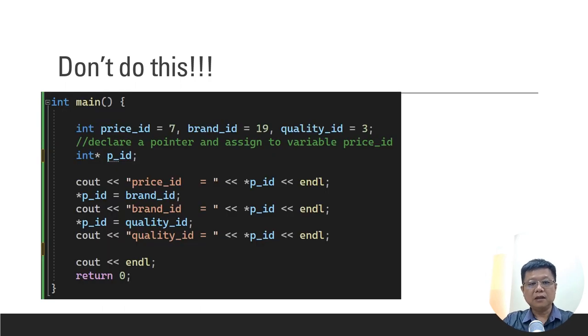Okay, let's consider this example. I didn't change a lot compared to the previous example, where I removed the assignment. My pointer previously was assigned to the price_id address. Okay, so what will happen is now I don't point it. So what will happen? If you do not point it, meaning when you declare the pointer, you do not point to any address, this is not allowed. Okay, don't do this.